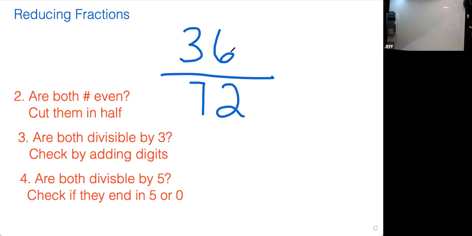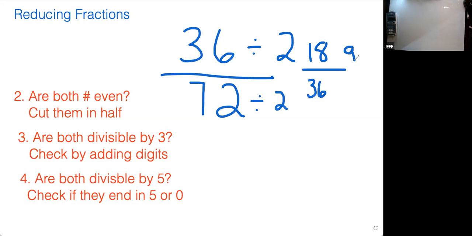Even some big ugly fraction like this, just cut 36 in half, and 72 in half. And yeah, it's going to take a little work. This wouldn't necessarily be a GED thing, but that'd be 18. And this would be 36. And I think you know where I'm heading with this. If I keep cutting that in half, I get to 9. And 36 cut in half would be 18. Now they're both not even. We're down to 9/18 now.